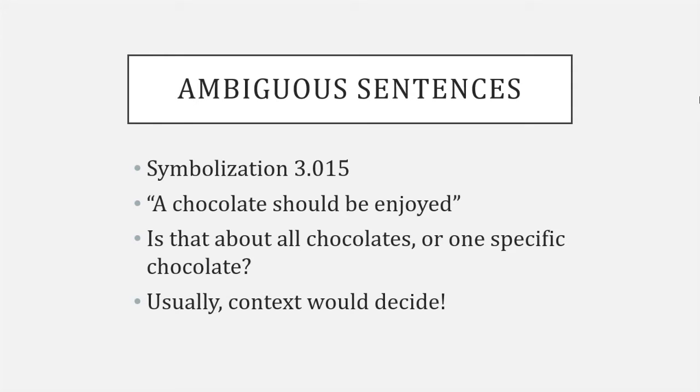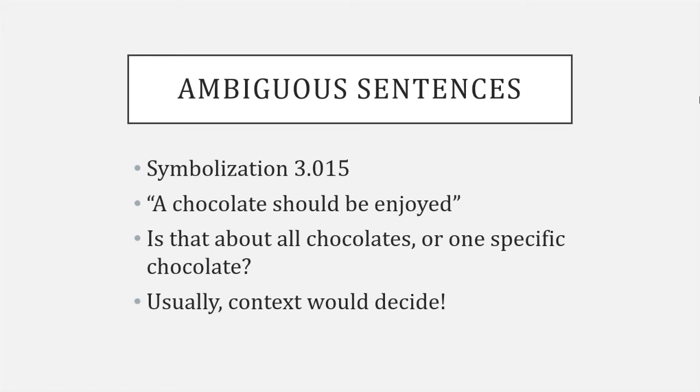In our actual lives, it would be context that decided that, right? It would be something about the situation that you're in, who you're talking to, what you know about them, your knowledge state, their knowledge state, all that subtle, complex human stuff would sort it out for you, whether this person is saying there is at least one chocolate that should be enjoyed or the set of all chocolates should be enjoyed.